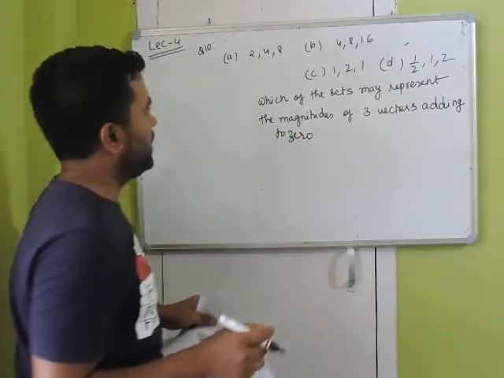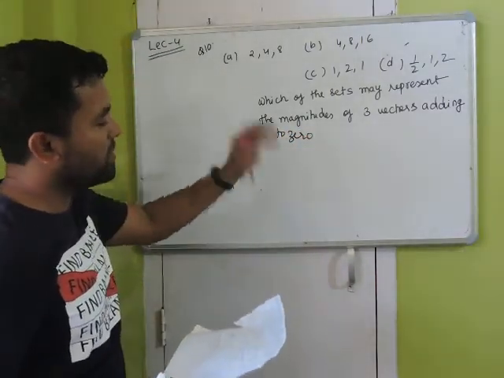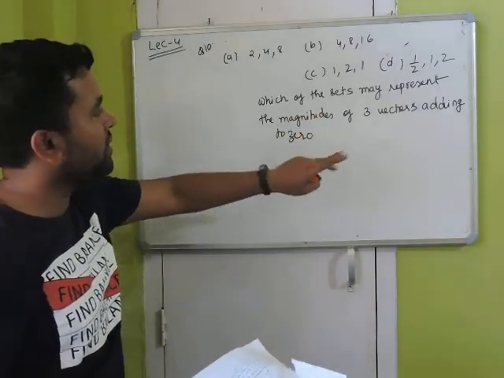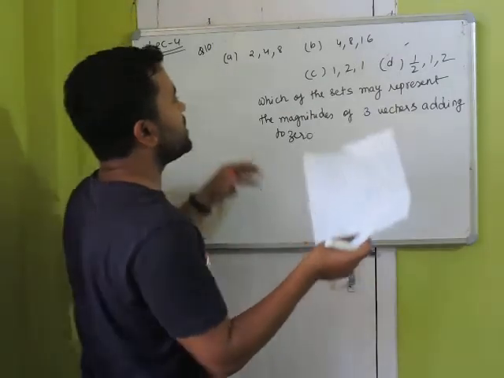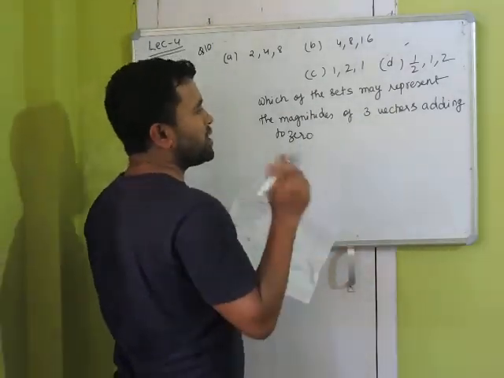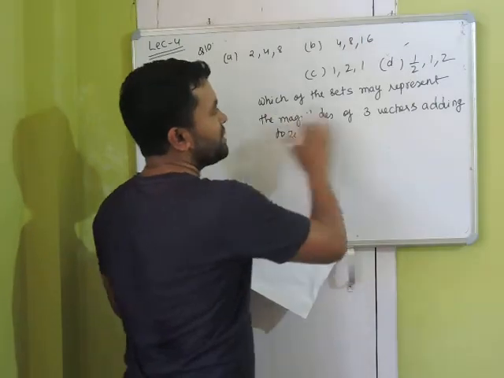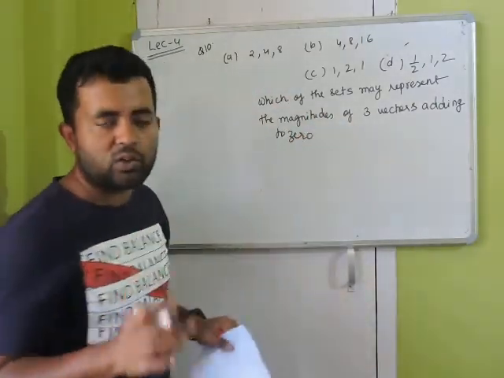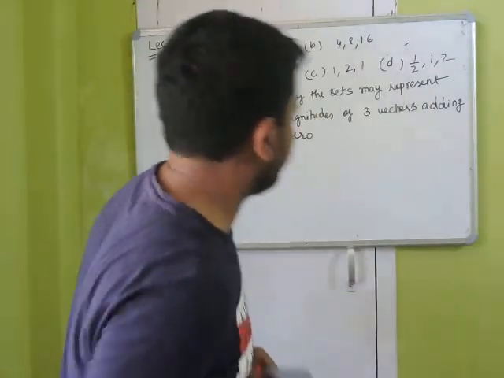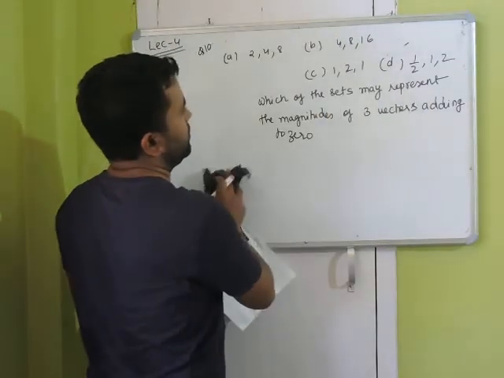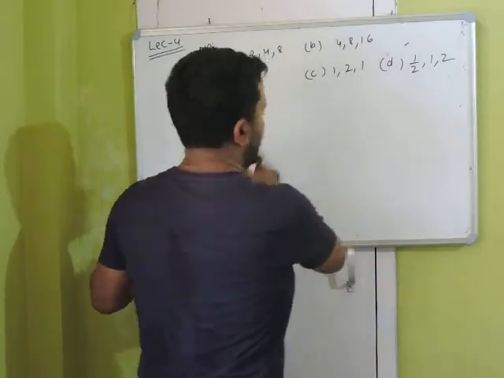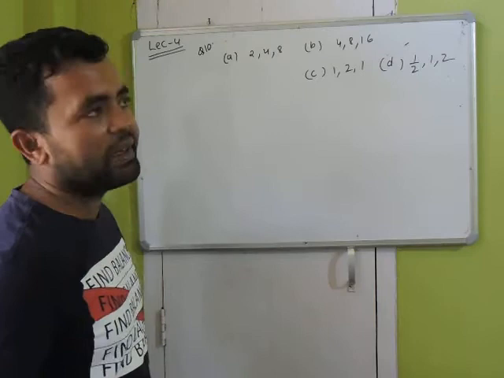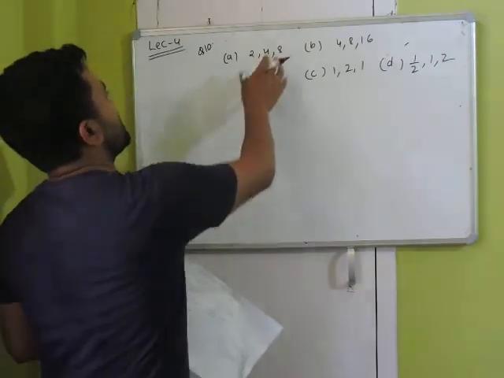Okay, in a simple way, one set is the correct answer. Which of these sets may represent the magnitude of 3 vectors adding to 0, meaning which of the sets may give you 0 resultant. So in the simple way, which of the sets may give you 0 resultant, that is the question. Let us start with this.